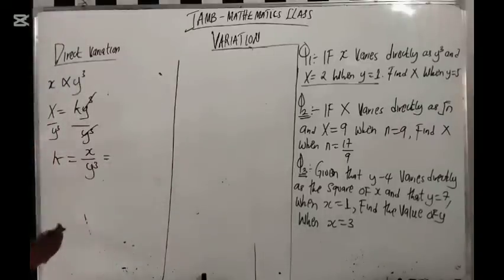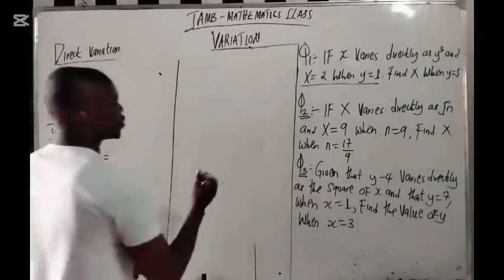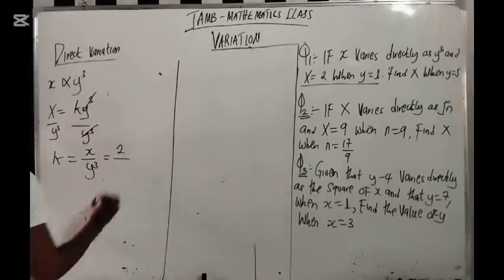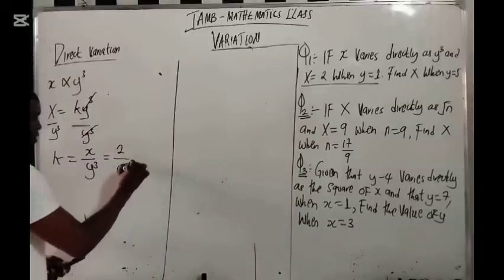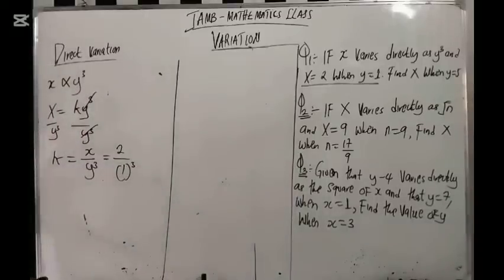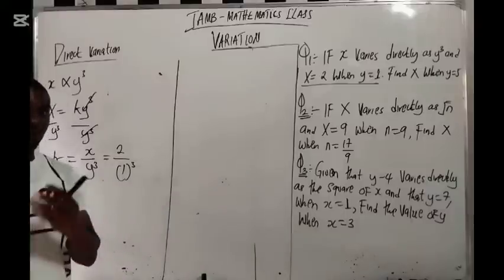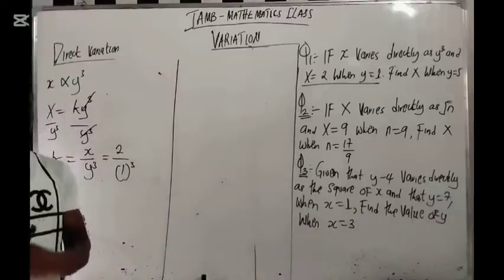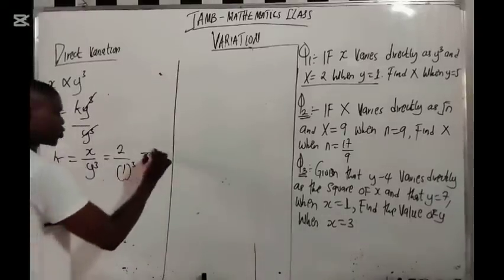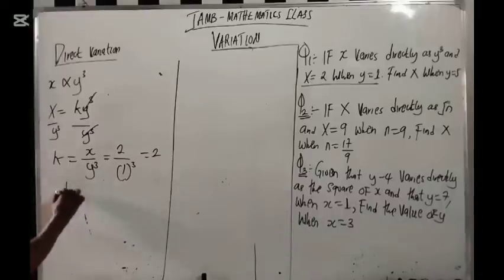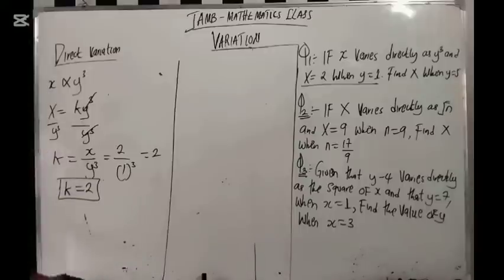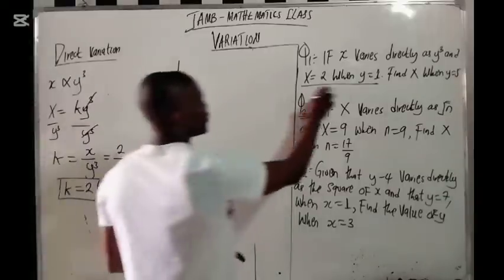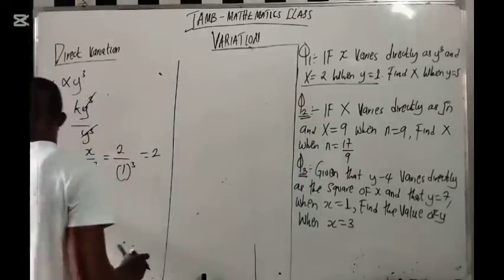So let's input our values here. My x is 2, my y is 1. 1 cubed is what? Can you see that? Remember, 1 cubed is 1, because 1 times 1 times 1 is 1. So the answer is going to be 2, right? So my k here is equal to 2. Can you see that? My k equals 2. Easy, right?